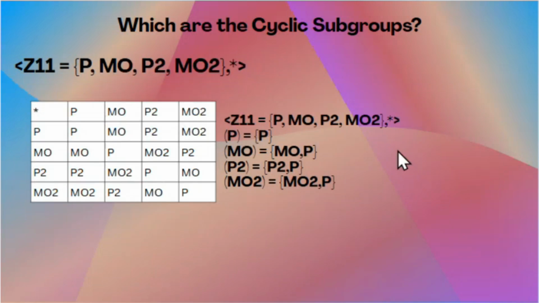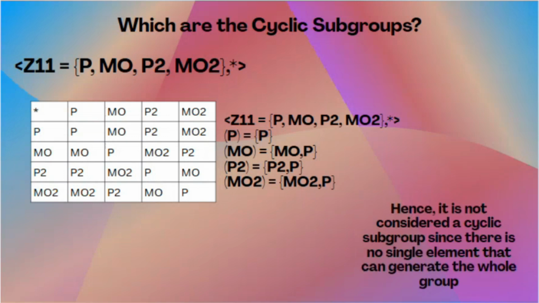So next one, we have P, MO, P2, MO2. P star P is P, MO star MO is P. Next, P2 star P2 is P. Next, MO2 star MO2 is P. So there is no single element that generates the whole group. Therefore, we can conclude that it's not a cyclic subgroup.